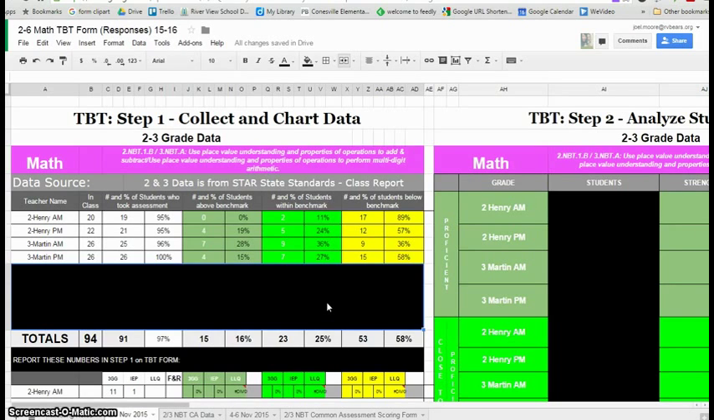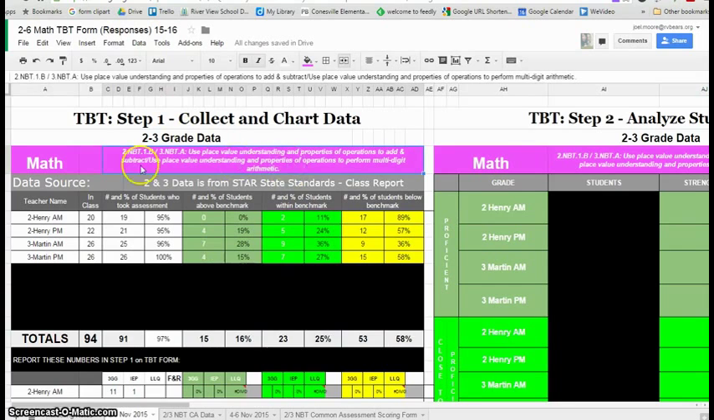So what you're looking at right now, I'll tell you what, Jamie, why don't you tell me what we are looking at and point out for me, please. First, when we met, we pulled out our STAR data and looked through the different standards, and we found that a common standard that we were both second and third grade low in was our number and base 10 standard.